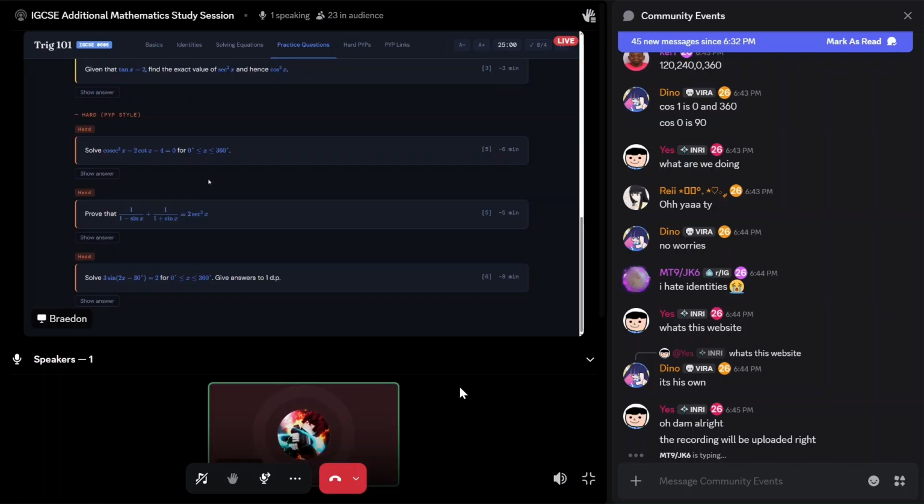Cosec square minus cot square x minus 4 equals 0. I want you guys to solve the first one. So cosec square minus cot 2, cot square minus 2 cot minus 4 equals 0.